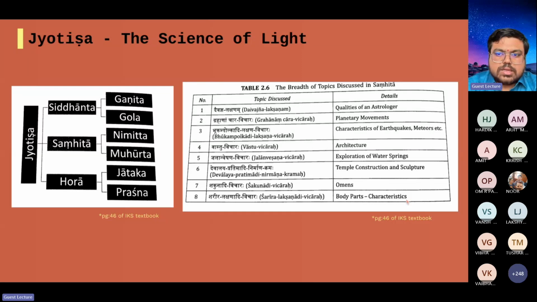Grahanam Chara Vicharaha, that means planetary movements. Bhukampolkadi Lakshana Vicharaha, that means characteristics of earthquakes, meteorites, etc. Vastu Vicharaha, about architecture. Jalanveshana Vicharaha, exploration of water springs and all, because they are much needed in digging for the bore, for irrigation and all. Devalaya Pratimadi Nirmana Kramaha, how to construct a temple, how to install an idol, what should be the measurements, what gives the most aesthetic beauty along with the intended influence, etc. And Shakunadi Vicharaha, the science of omens, and Sharira Lakshanadi Vicharaha, the body parts and their association and cure of diseases based on Jyotisha. These are the things that are dealt in the Jyotisha.